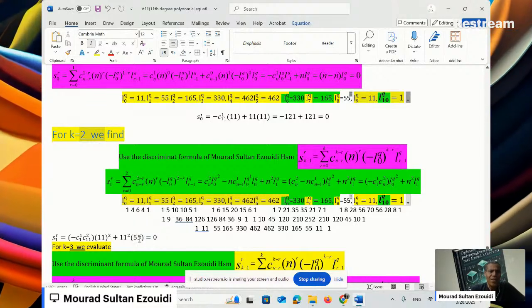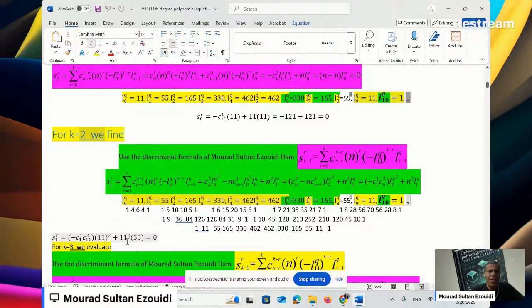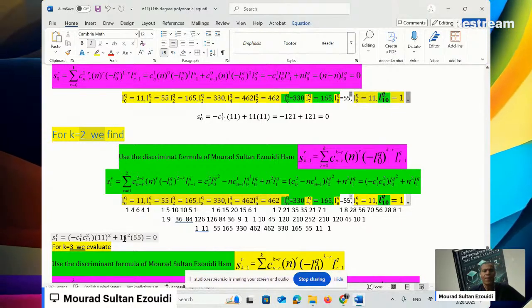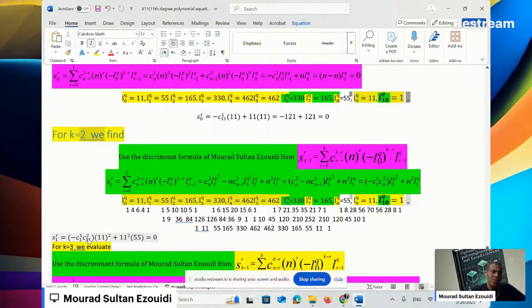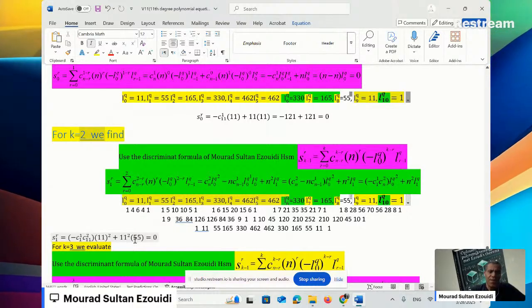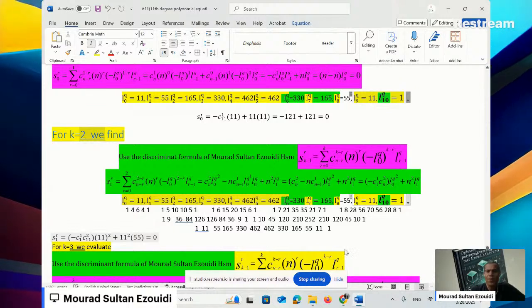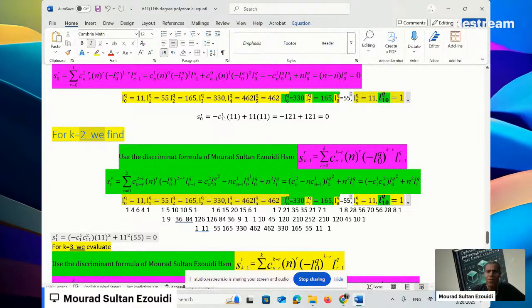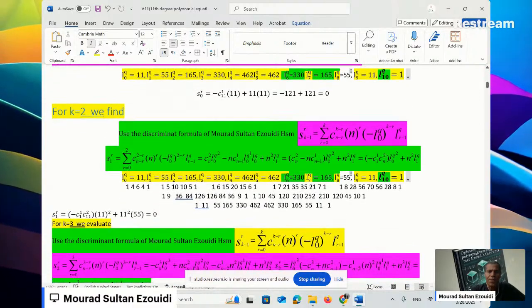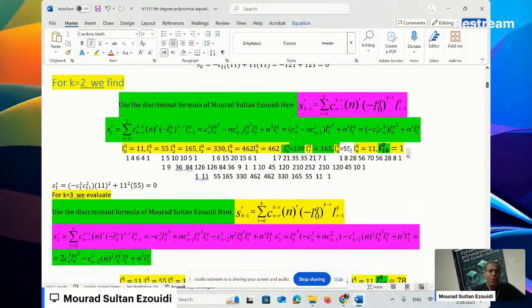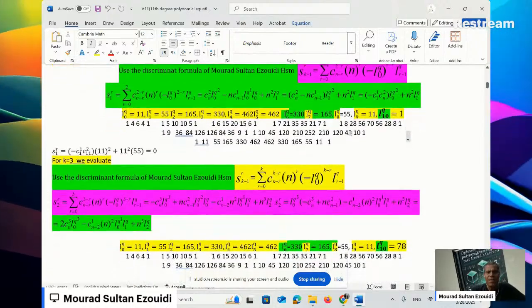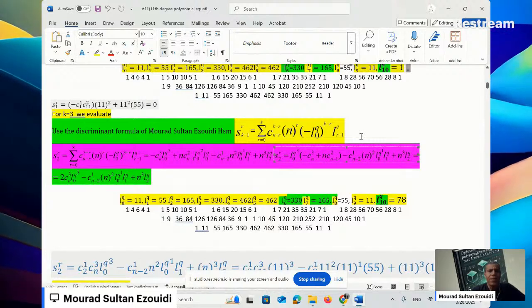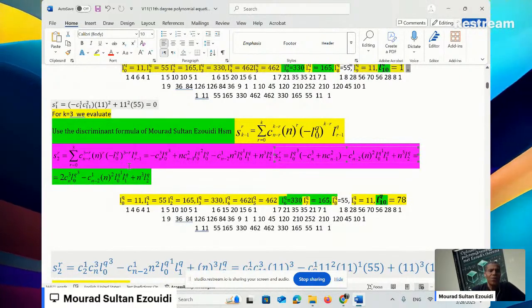Or you can note that 11 squared is a common factor here. So we don't put it into consideration, just make the calculation: negative combination 11 choose 2, which is 55, plus 55 is equal to 0. So no need to multiply by the square of 11, simply because the answer is going to be equal to 0. Now I'm going to continue, my kids, to find S2.